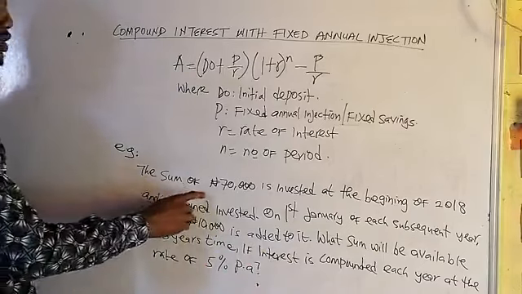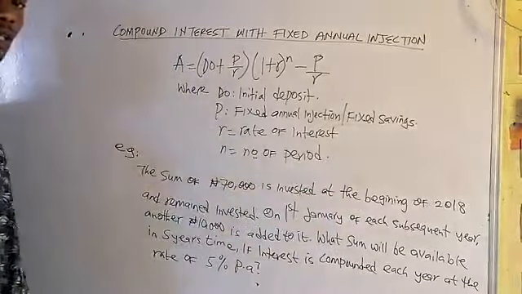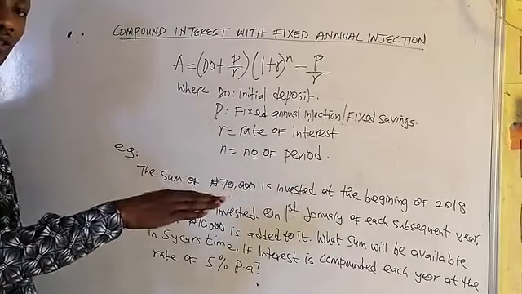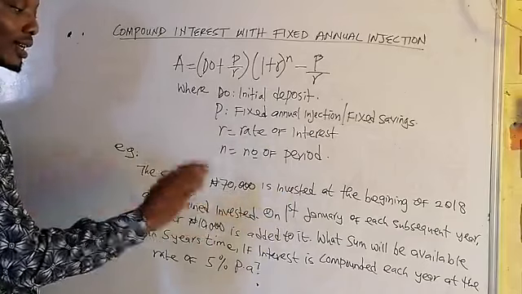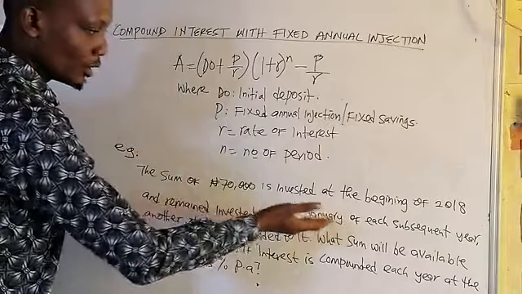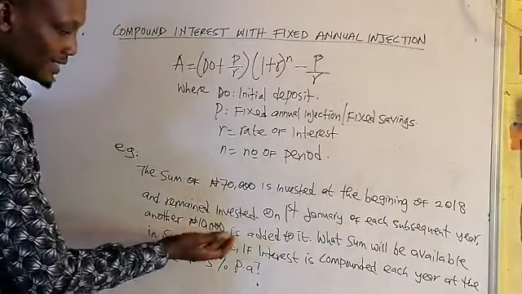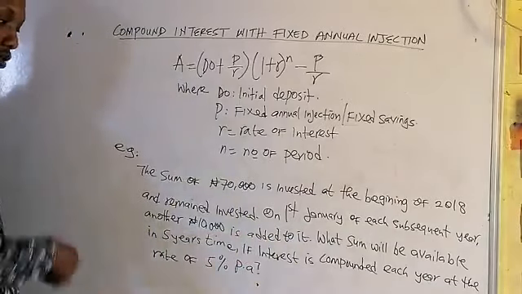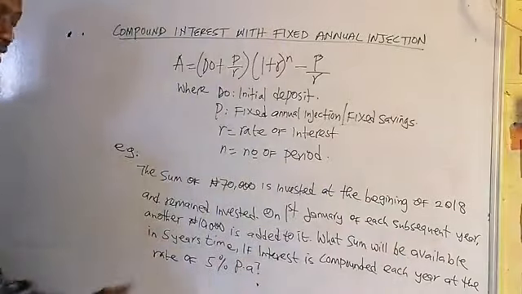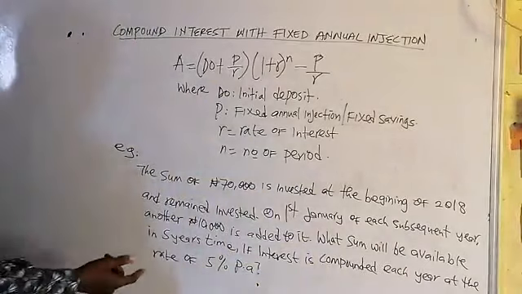You can see from this question that the sum of 70,000 naira is invested at the beginning of 2018, and remains invested. You don't withdraw the fund. You still have the fund invested in your account. On 1st January of each subsequent year, another 10,000 naira is added to it. What sum will be available in 5 years' time if interest is compounded each year at the rate of 5% per annum?